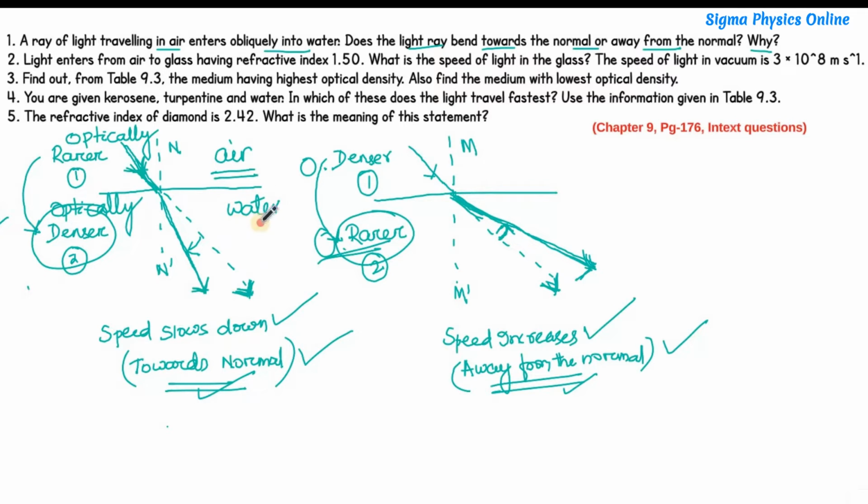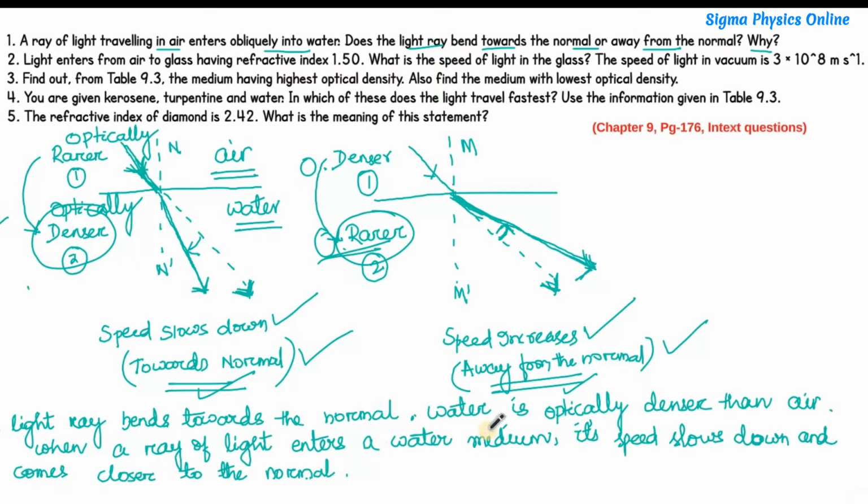Air is optically rarer and water is optically denser. So when a light ray travels from an optically rarer to a denser medium, it will bend towards the normal. If we summarize the answer, we'll write it as: the light ray bends towards the normal. Water is optically denser than air. So when a ray of light enters a water medium, its speed slows down and it comes closer to the normal. So this is the answer to the first question.